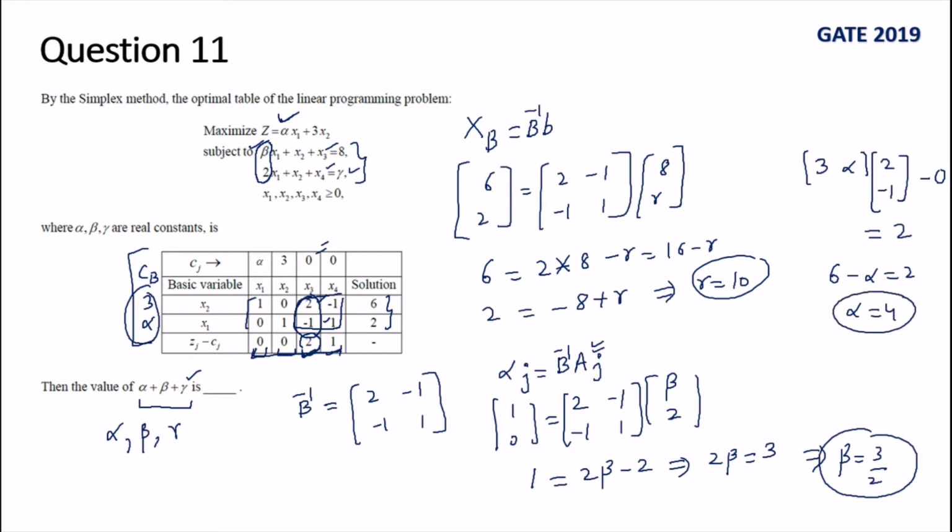So we get alpha, beta and gamma individually, and now we simply add them. This number is 4 plus 3 by 2 plus 10, which turns out to be 15.5 if you want to write it numerically in decimals. So that's all about this kind of question. We'll see you in the next video.